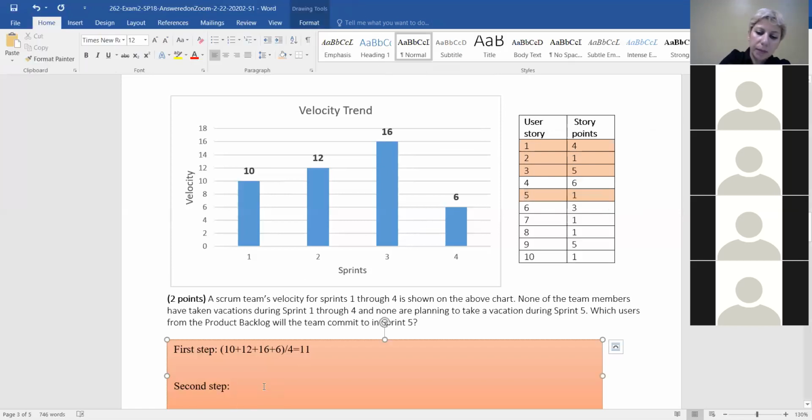So you're gonna pick from the top of your backlog, making sure you won't go over average, you won't go over capacity. And that's how you get the stories 1, 2, 3, and 5. Thank you, Ryan. You did very well.